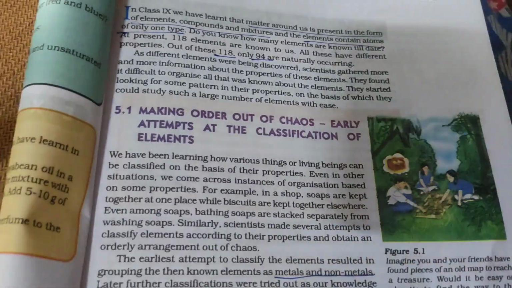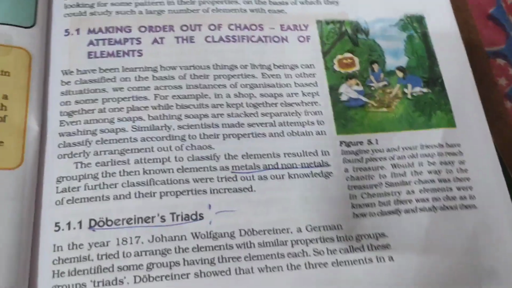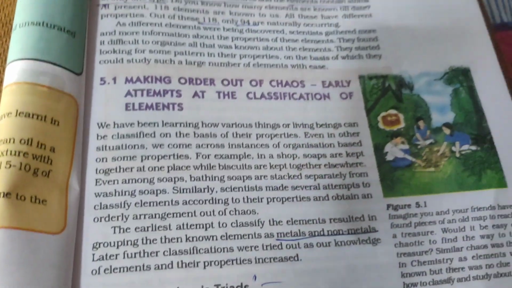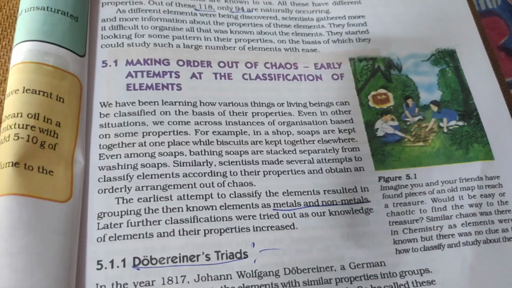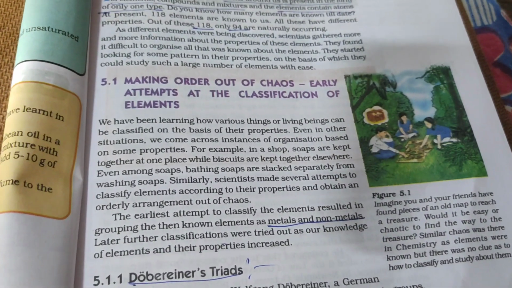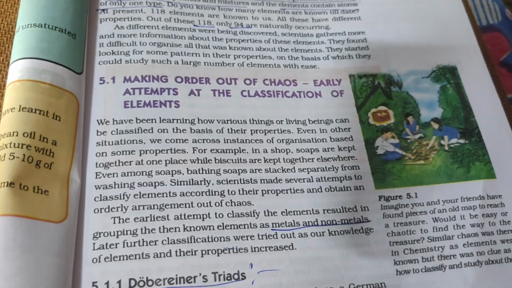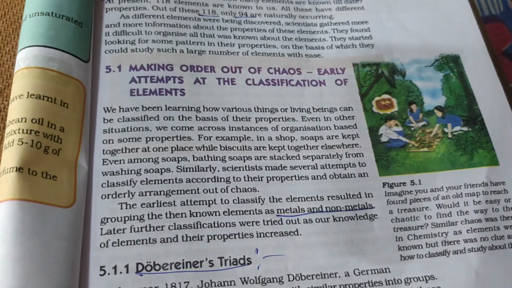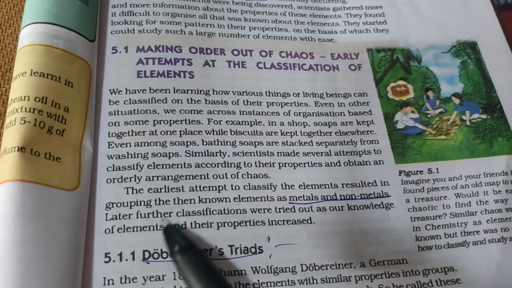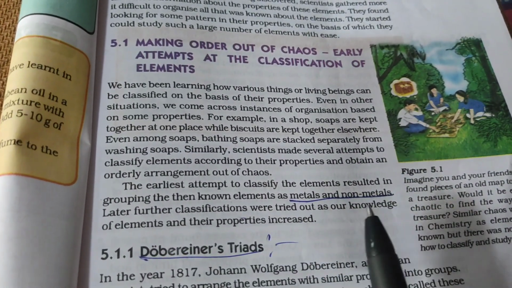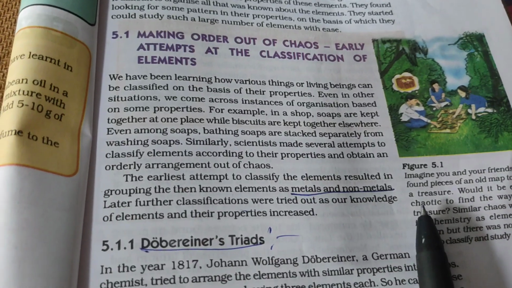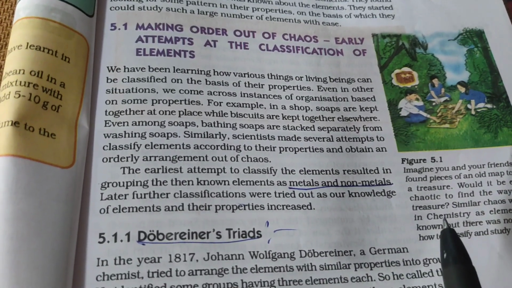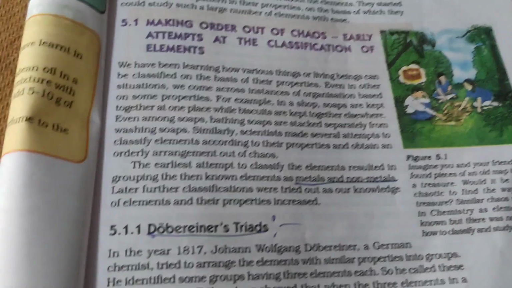We are arranging the elements in different orders, and many trials and errors were made to arrange these elements. The earliest attempt to classify the elements was grouping them into metals and non-metals. Later, many different classifications came.